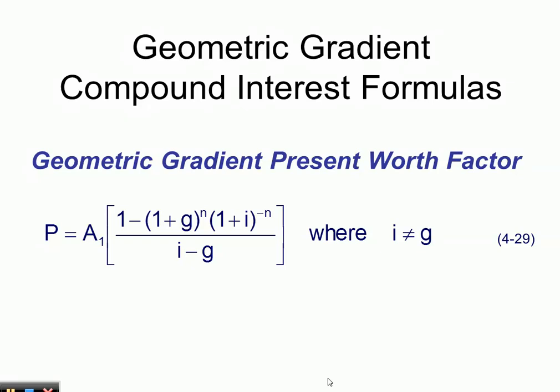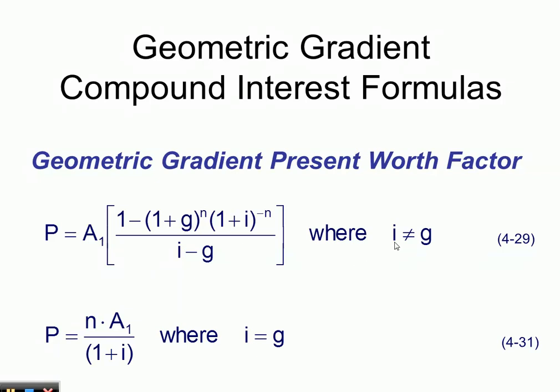Notice that for a geometric gradient, there are no discount factors in the book, and that is because in addition to I, we also have G, right? So depending on G, there would be too many tables for us to have at the end of the book. We would need a separate book just for that. So don't look for the tables of geometric gradients, there are none in the book.